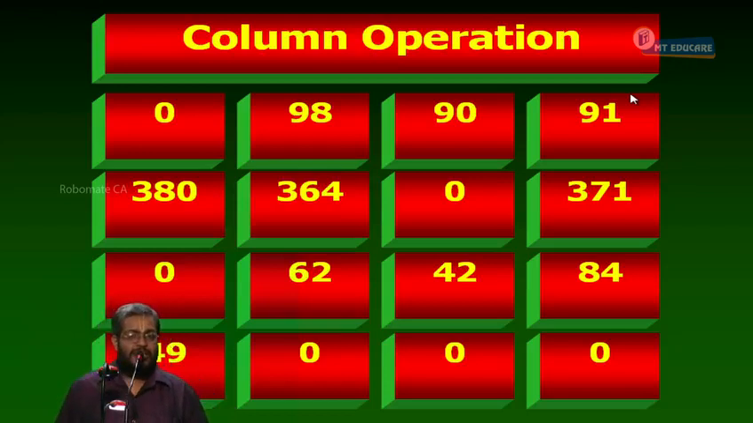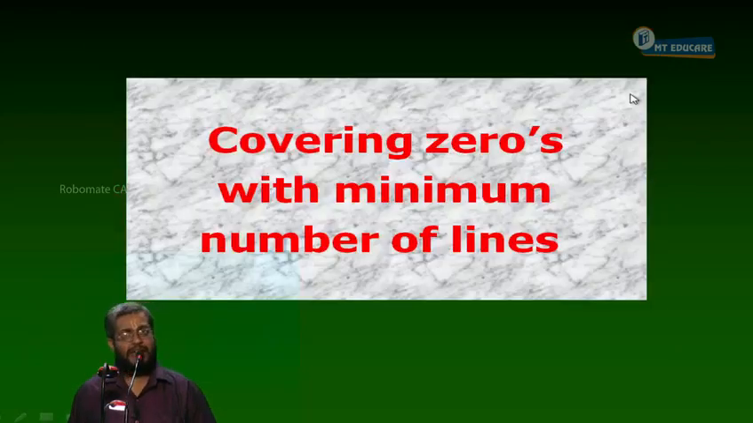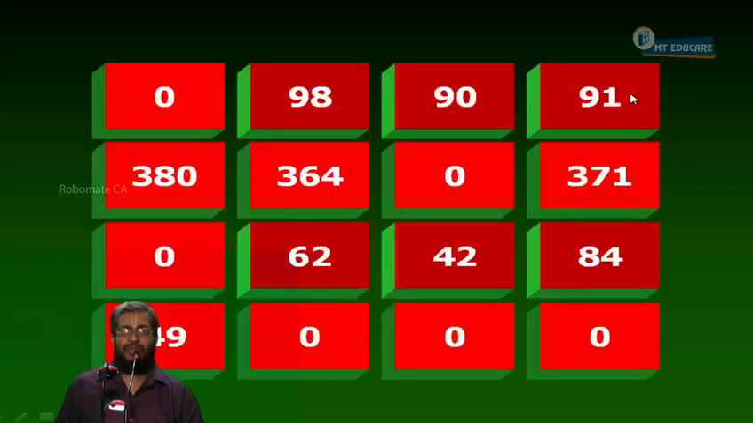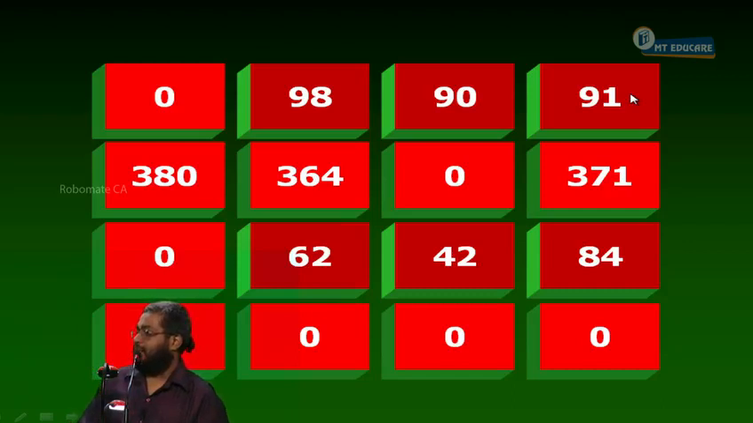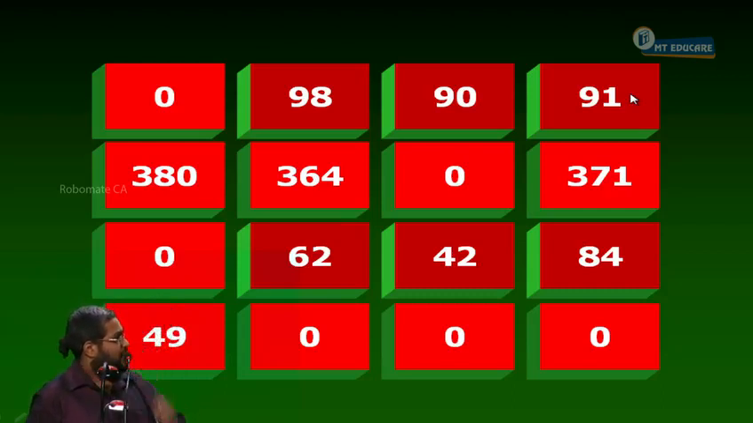Can I move to the third step? Step 3 is covering zeros with the minimum number of lines. Please write the matrix once again, reading row wise: 0, 98, 90, 91. 380, 364, 0, 371. 0, 62, 42, 84. The last row is 49, 0, 0, 0.